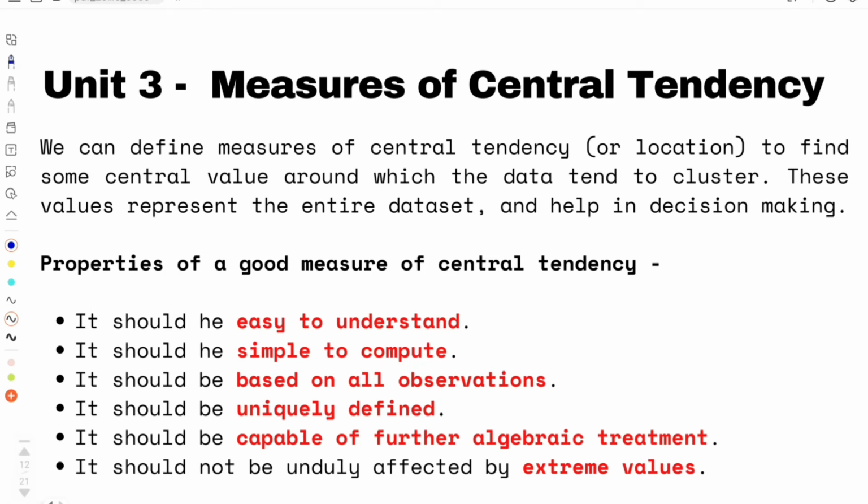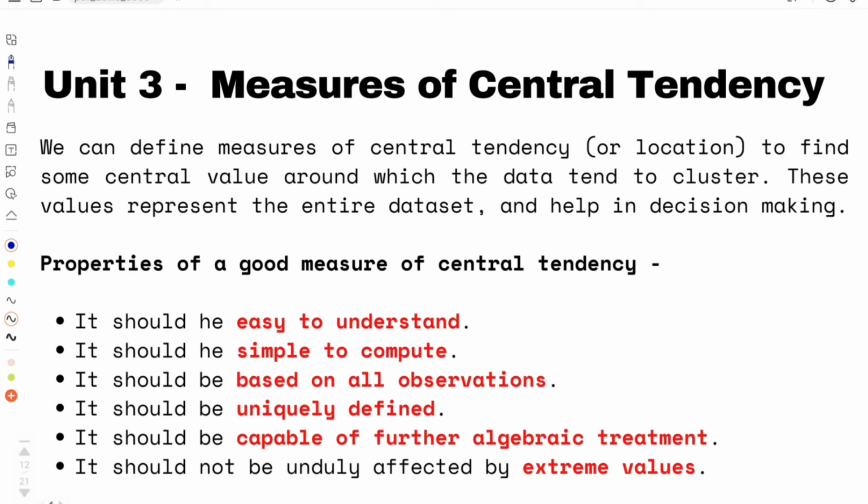Now we come to the third unit. In the first unit we saw how to collect data. In the second unit we saw how to classify it, organize it and present it in a tabular form. In the third unit we will be seeing how to summarize the data into a single point value. That is the measure of central tendency.